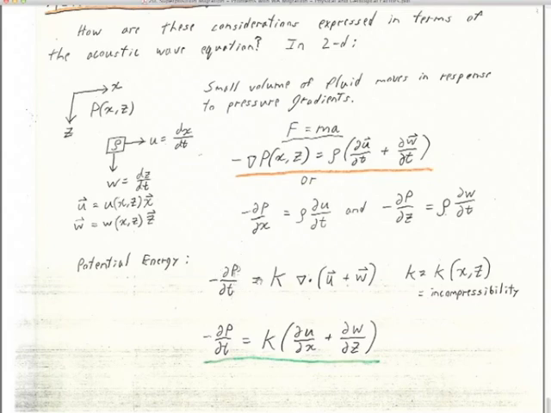So we can store energy in the pressure field. But as that changes in time, we have to have changes in the density. We have to have divergence in the velocity field. So minus dp dt is equal to the incompressibility k times divergence. That's del dot.